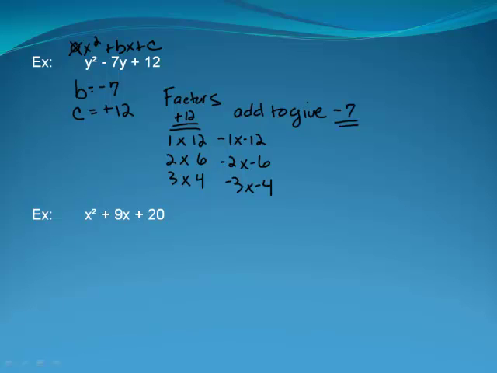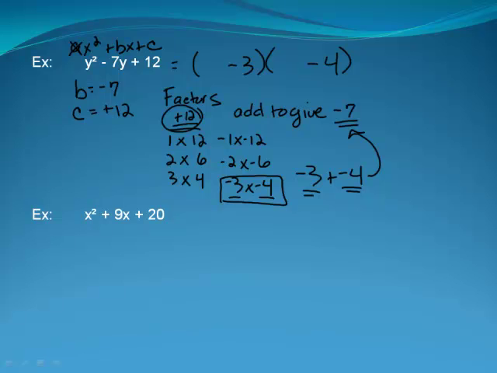Now, of those 6 possibilities, is there one set of factors that when you add instead of multiply, give you a negative 7? And the answer is yes. It happens to be the very last possibility I wrote down. Negative 3 times negative 4 is positive 12, but negative 3 plus negative 4 adds to give you negative 7. So these are our factors, negative 3 and negative 4. Where those go in your factored form is the last term in each group, negative 3 and negative 4.